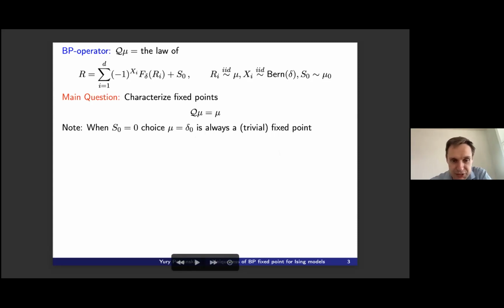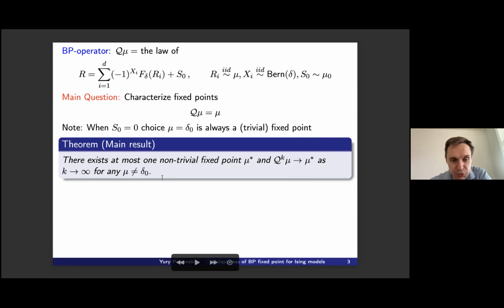Okay, so our main result is actually very simple to state. It says that there exists at most one non-trivial fixed point mu star for this fixed point equation. And furthermore, if you start with any non-trivial distribution, then you converge to this fixed point measure. If you ever worked on equations like this, you know that these kinds of distributions tend to be very fractal-like, and questions about fixed points, convergence to a fixed point, or characterizing fixed points are very, very delicate. So that's why this theorem was, on one hand, conjectured, and on the other hand, people were not able to prove it for a long time.